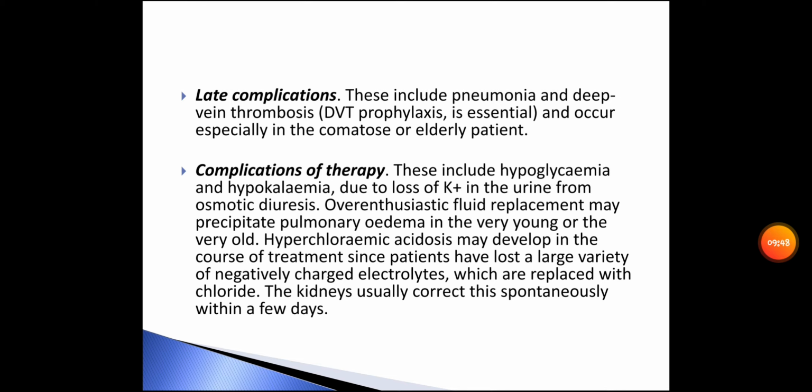So complications of therapy include hyperglycemia and hypokalemia due to loss of potassium in the urine from osmotic diuresis. Over-enthusiastic fluid replacement may precipitate pulmonary edema in the very young or the very old. Hypochloremic acidosis may develop in the course of treatment since patients have lost a large variety of negatively charged electrolytes, which are replaced with chloride. The kidneys usually correct this spontaneously within a few days.